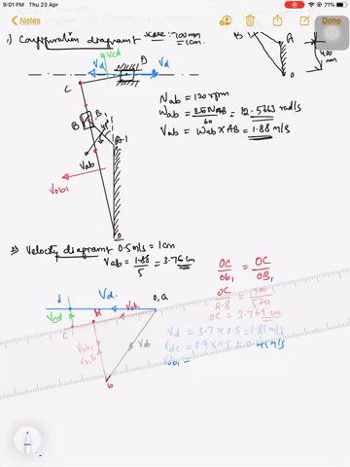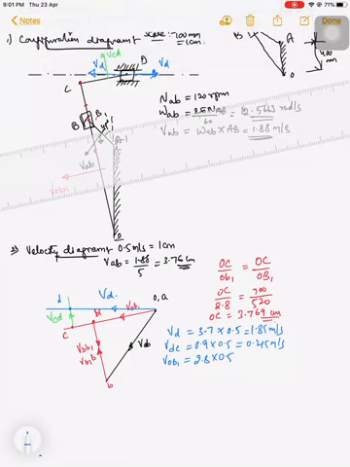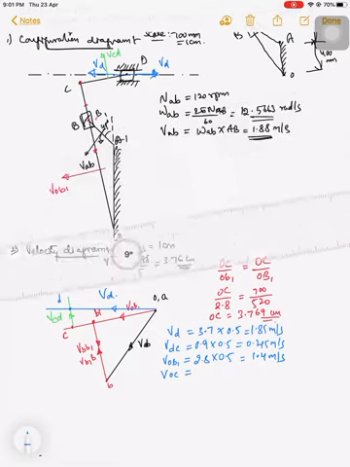So measure this distance here. It has already been calculated. OB1 is 2.8. So 2.8 into 0.5, that is 1.4 meter per second. Also we can calculate VOC also, VOC.